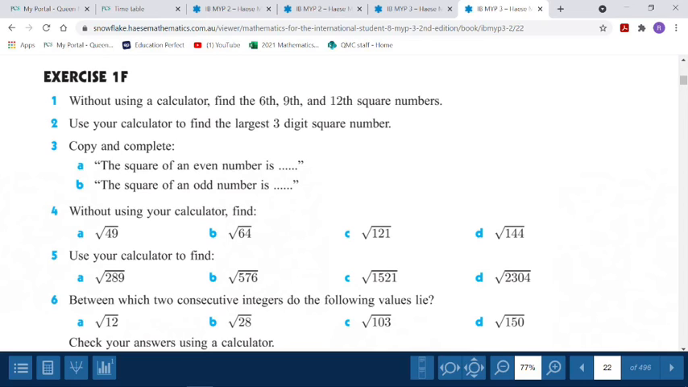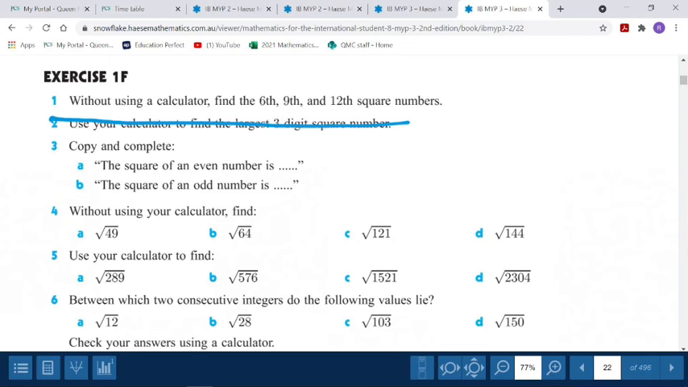So, looking at the exercises here. 1F. Without using a calculator, find the 6th, 9th, and 12th square numbers. Well, that's pretty easy because we just did that, didn't we? So you can just look at your chart. What is the 6th number? Well, it's 6, so its square is 36. What's 9 squared? 12 squared. There you go. Don't worry about number 2. Why? Using your calculator, who cares about those? So we're not going to worry about those.